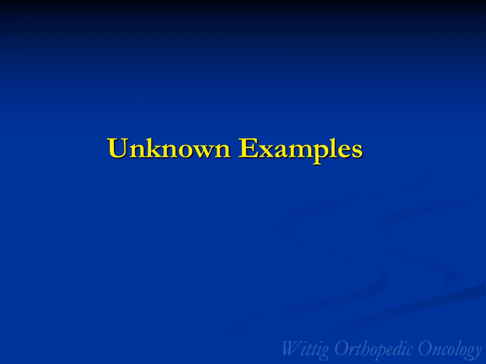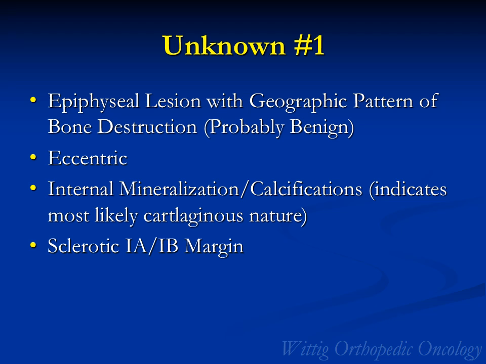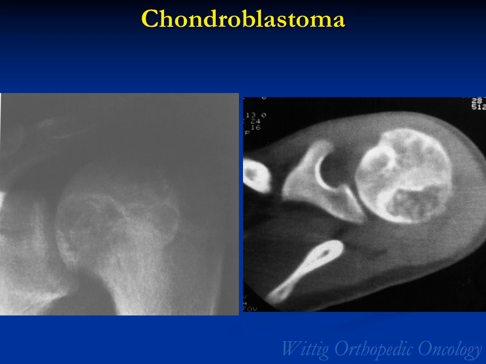We're going to go through some unknown examples. This is a patient who presented with left shoulder pain. You can see a lytic lesion that's very well circumscribed. There's some mineralization with the lesion identified on the CAT scan. The patient is skeletally mature. It's an epiphyseal lesion with a geographic pattern of bone destruction, so it's probably benign. It's eccentric. There are calcifications, and it has a sclerotic 1A, 1B margin. It's a chondroblastoma.